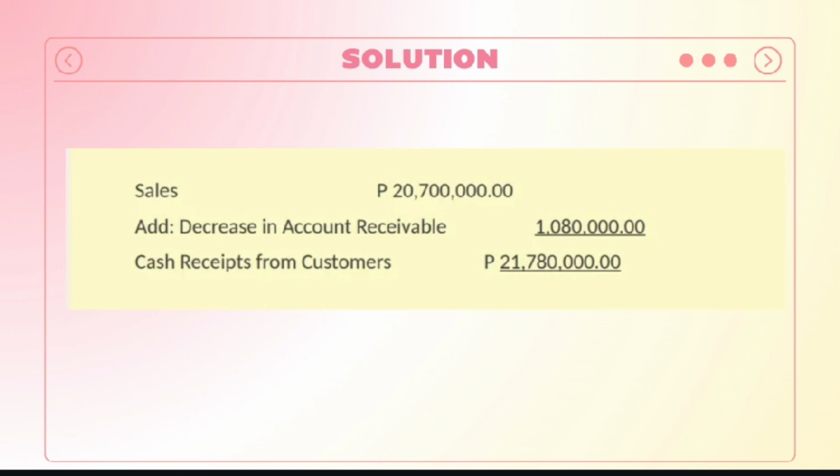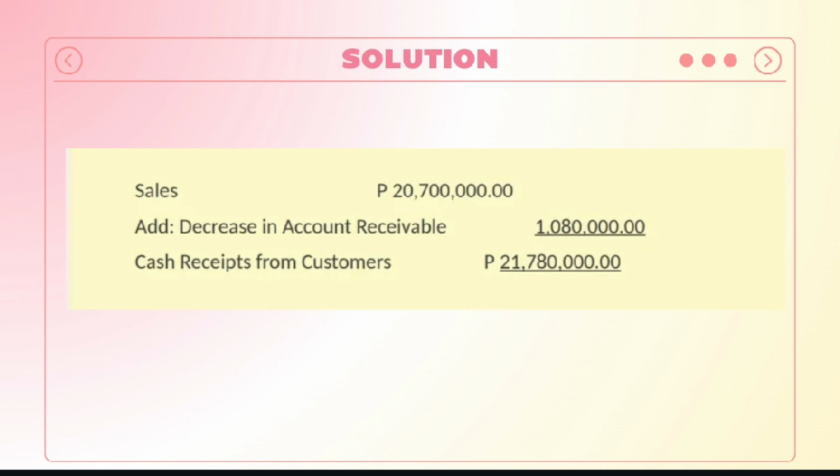Begin with the total sales, which is 20,700,000. Number 2, consider changes in accounts receivable. If there's a decrease in accounts receivable, it means customers paid off some of their outstanding balances. So in this case, you add the decrease. The decrease in accounts receivable is 1,080,000. Number 3, calculate cash receipts from customers. Add the sales and add the decrease in accounts receivable.